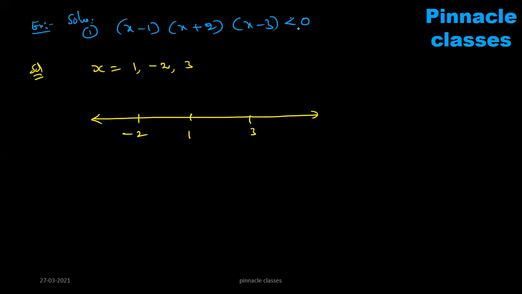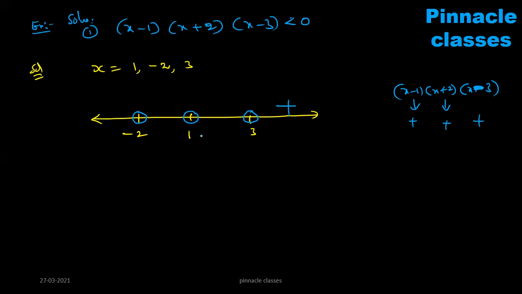See the question. Strictly less than 0 means all these values are excluded. So please help me, dear students. Which one is plus, which one is minus in this particular region? Choose any one number more than 3. Then what is your answer? More than 3 means suppose take 5. 5 minus 1, positive. 5 plus 2, positive. 5 minus 3, positive. Finally, product is positive.